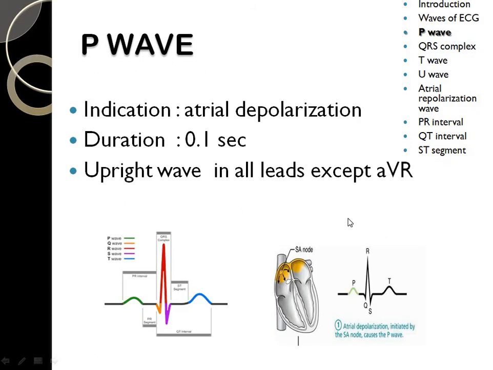Now the P wave. The SA node produces the electrical impulse. That electrical impulse passes to the AV node that produces the atrial depolarization. Atrial depolarization means the atrial contraction. When the atrium is contracting, it produces the P wave. Normal duration of the P wave is 0.1 second. Normally, the P wave is upright in all leads except aVR.